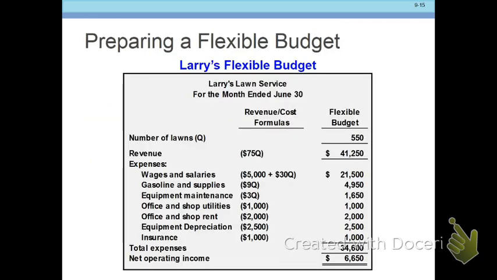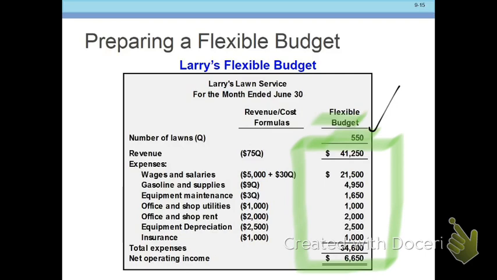So what we're going to do is create a flexible budget. We're going to flex the budget and say what would his budget have looked like if he had produced 550, if he had mowed 550 lawns instead of 500.